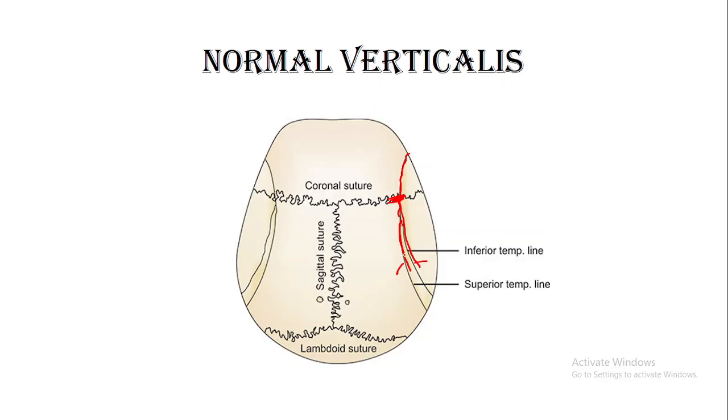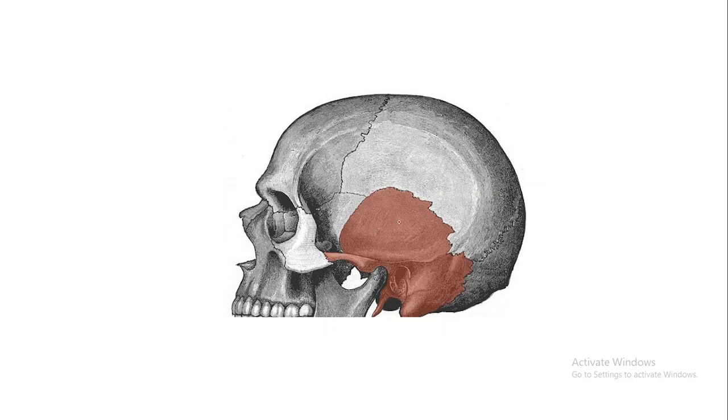The superior temporal line goes superiorly and posteriorly, and it fades away in the parietal bone. And the inferior temporal line also goes forward and anteriorly, and then it goes inferiorly also. So these are the temporal lines.